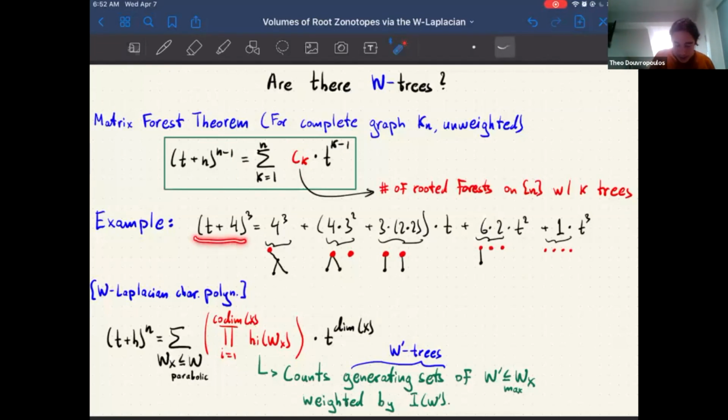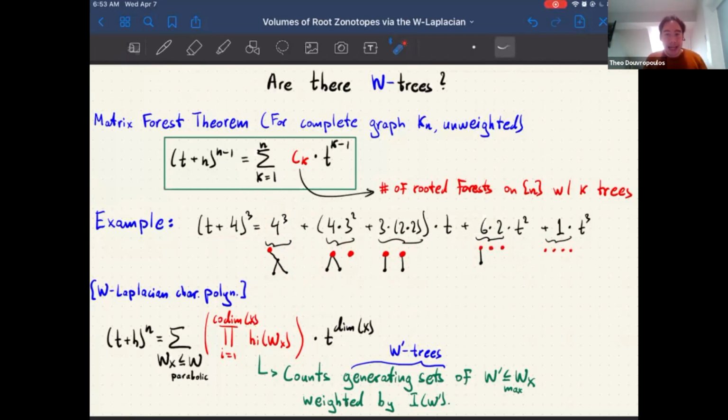Right? If you expand this polynomial, you get 4 to the third, which is the number of rooted trees on 4 vertices. All those are labeled, I just haven't put the labels here. Okay, and then here you have forests with 2 components. Here you have forests with 3 components, and here you have forests with 1 component.